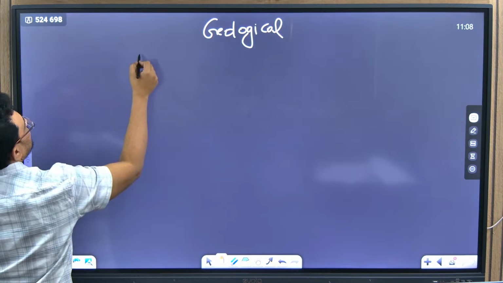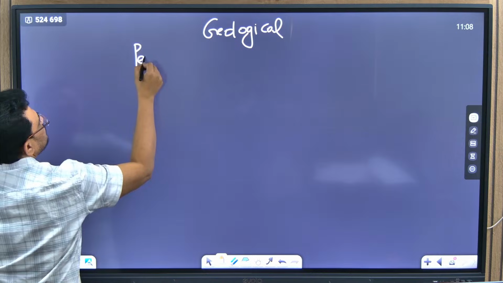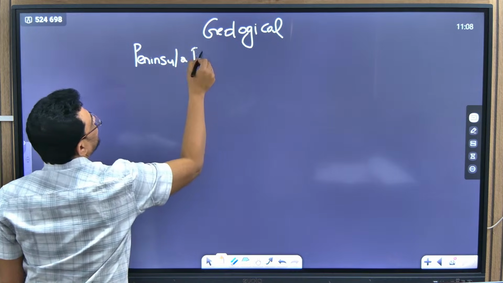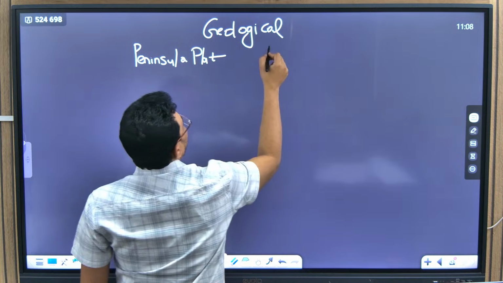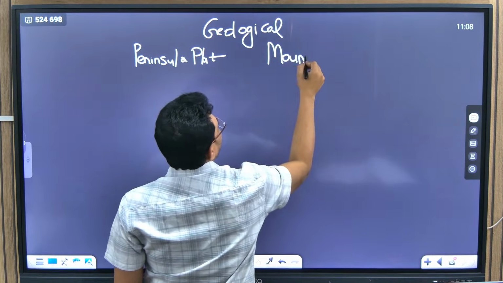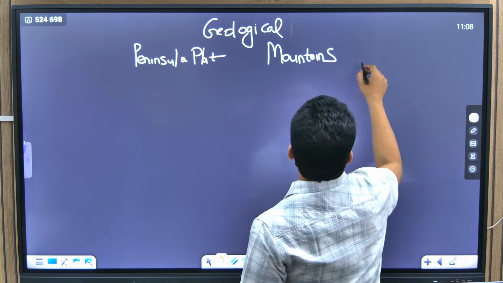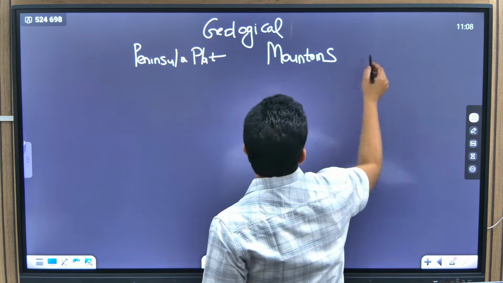So first one is peninsula, plateau, then mountains, and then plains.